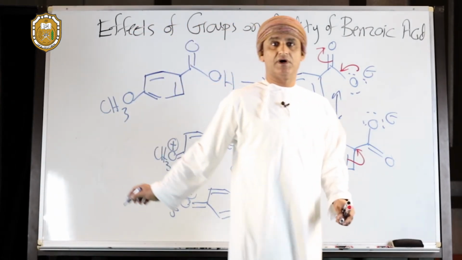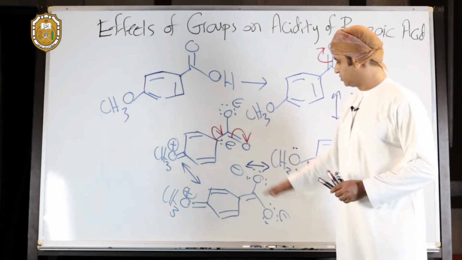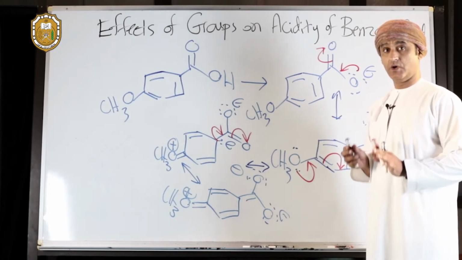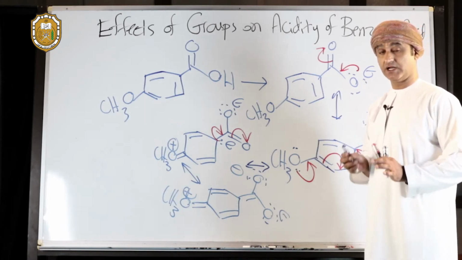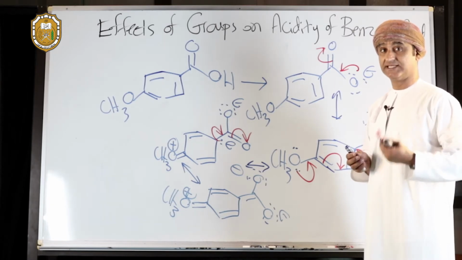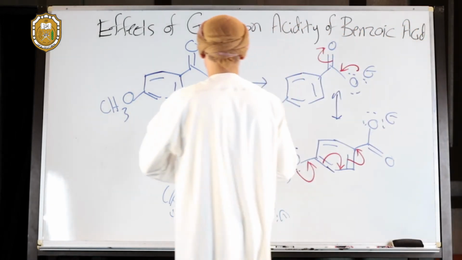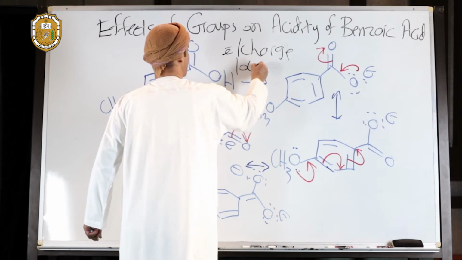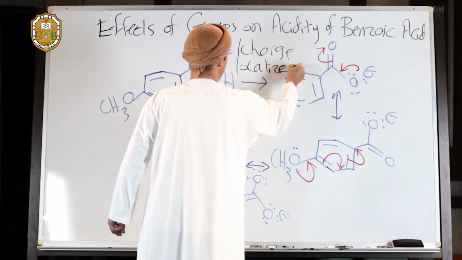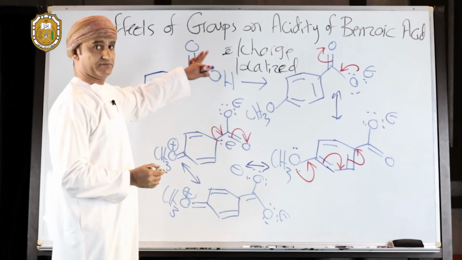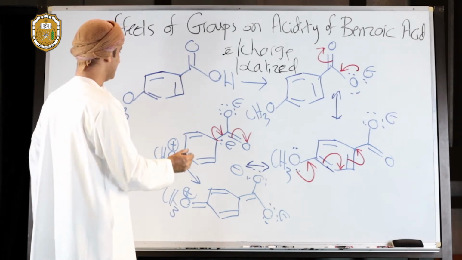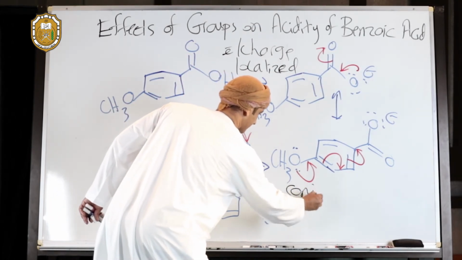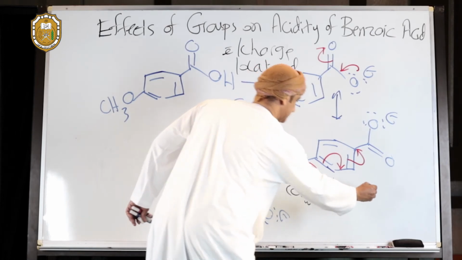So it's clear to us now that electrons are actually localized. The charge is also localized. If electrons or the charge, the negative charge, are localized, then the conjugate base is destabilized. Okay, so let's write that down, that electrons or the charge are localized. So there is localization of electrons. If the charge or electrons are localized, therefore the conjugate base, or the carboxylate, is destabilized.